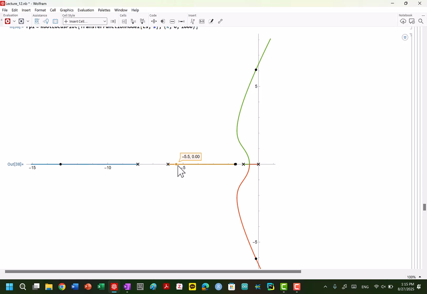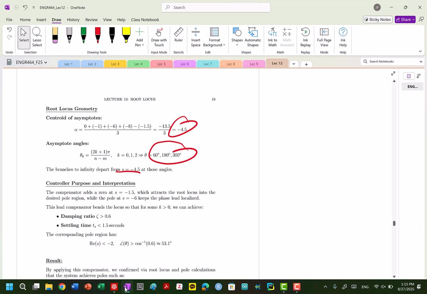So at those angles, from minus 4.5, you get this, you can get this, and then I'm trying to think of where the other one goes. Almost 300, which is basically flat there. But anyways, from that minus 4.5. Great.